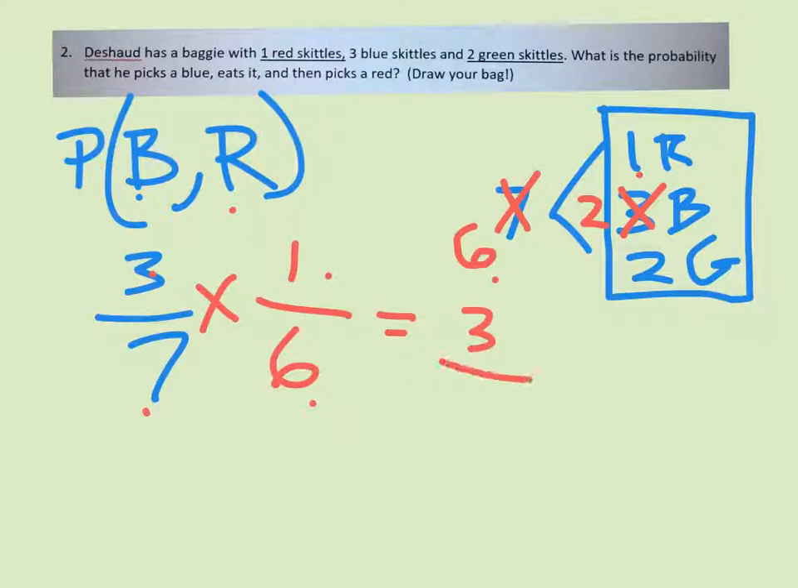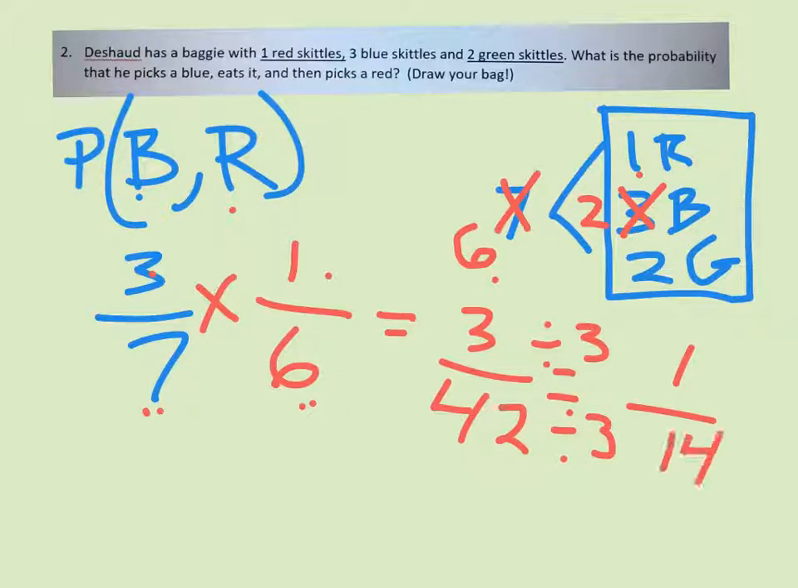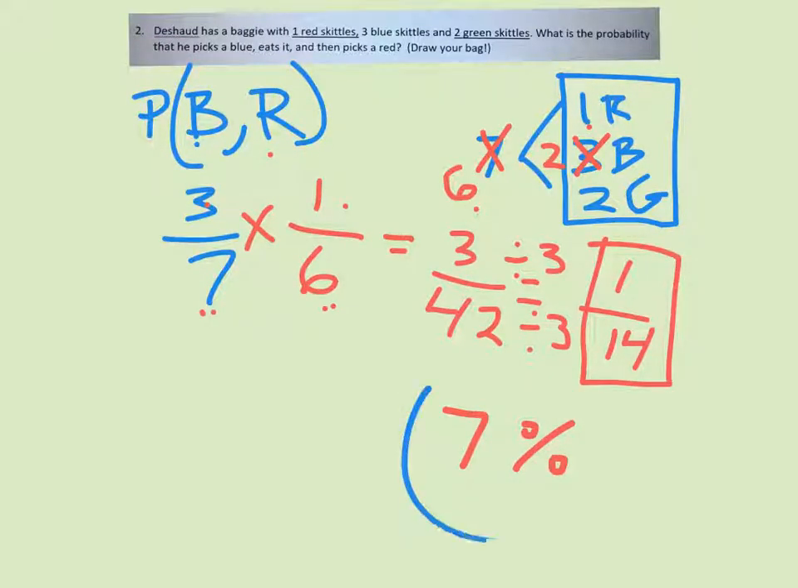Is 3. And 7 times 6 is 42. Now we can reduce that a little bit further because 3 goes into 42. So I can divide by 3, and that's 1. And 42 divided by 3 is 14. So our probability is 1 out of 14 chances. So that is unlikely. Which is approximately 7%. So very unlikely.